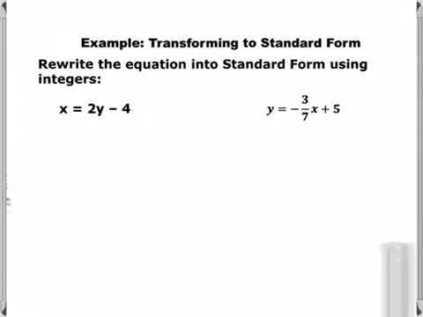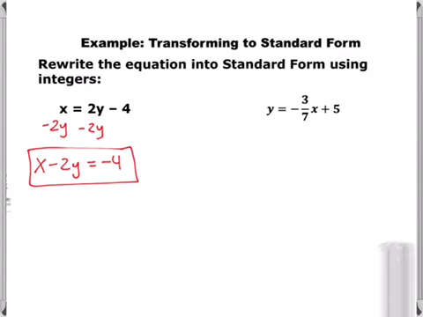So in the first example, it asks us to rewrite the equation in standard form using integers. So that means we want to get x and y on the same side. So for the first one, we have to subtract 2y from both sides to get x and y on the same side. So we end up with x minus 2y equals negative 4. Since there are no decimals or fractions present, this is our standard form.